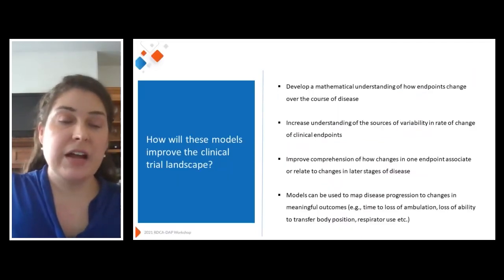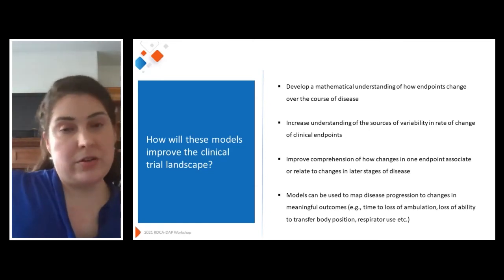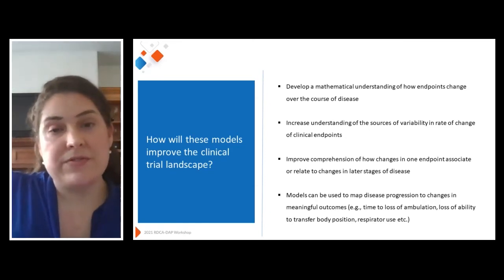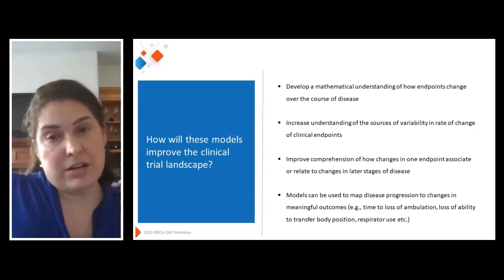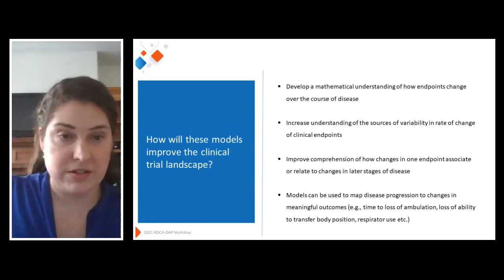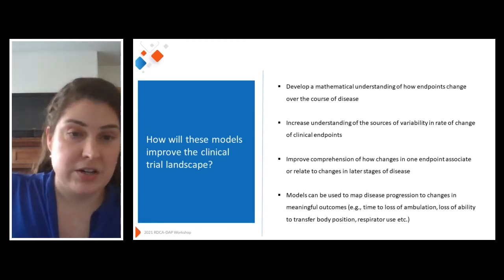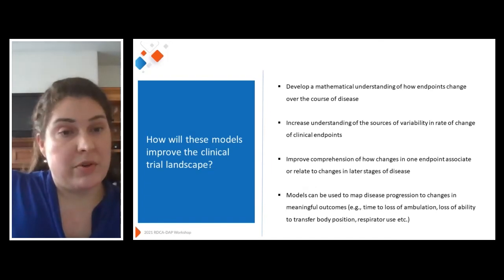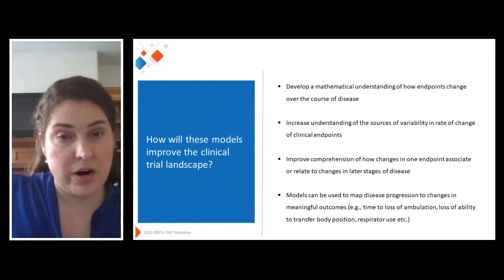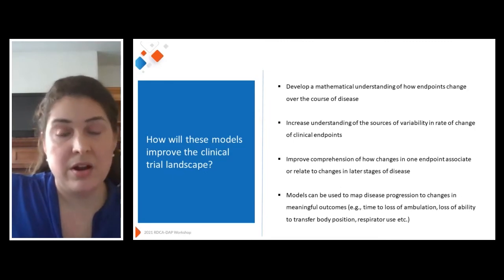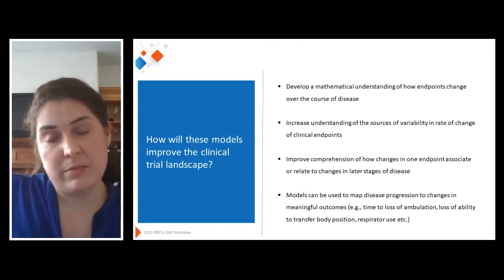So specifically, how will these models improve the clinical trial landscape? They will develop a mathematical understanding of how the endpoints change over the course of the disease, so assisting in measuring progression. They will help increase understanding of the sources of variability in the rate of change. This will help understand how to properly power and how many patients are required, and may be able to reduce the number of subjects who are enrolled.